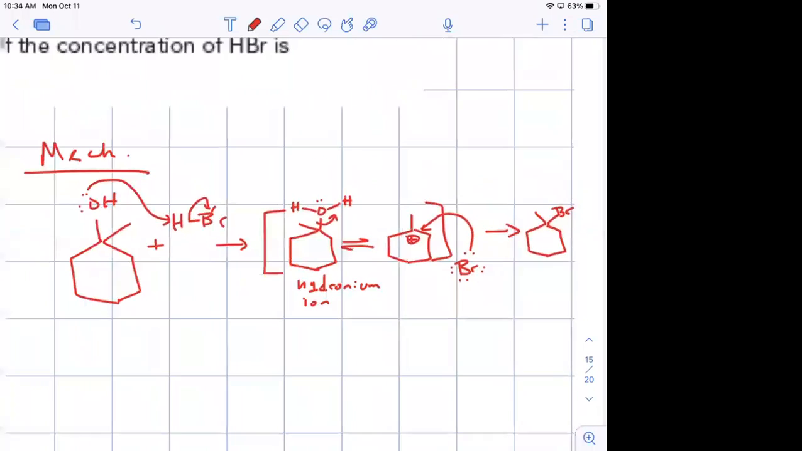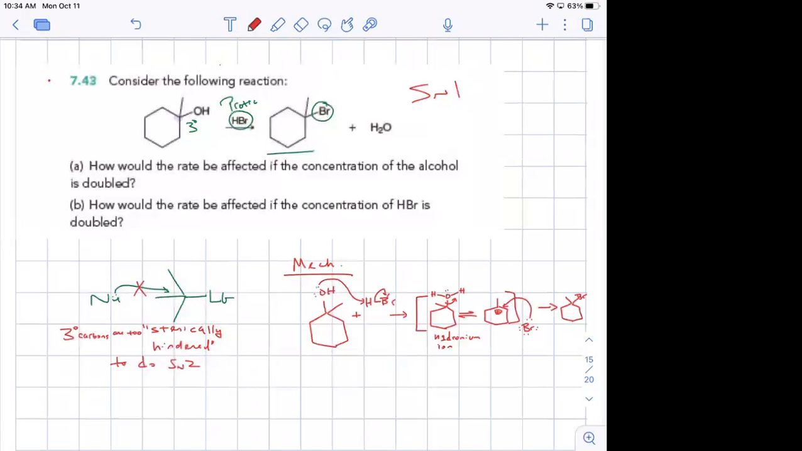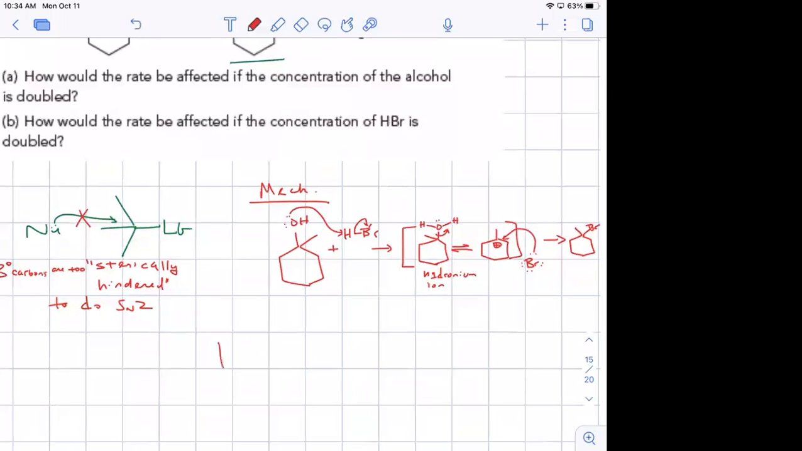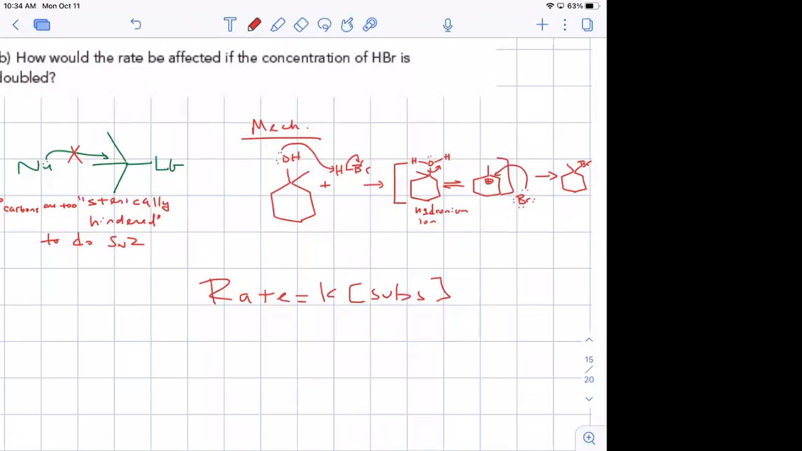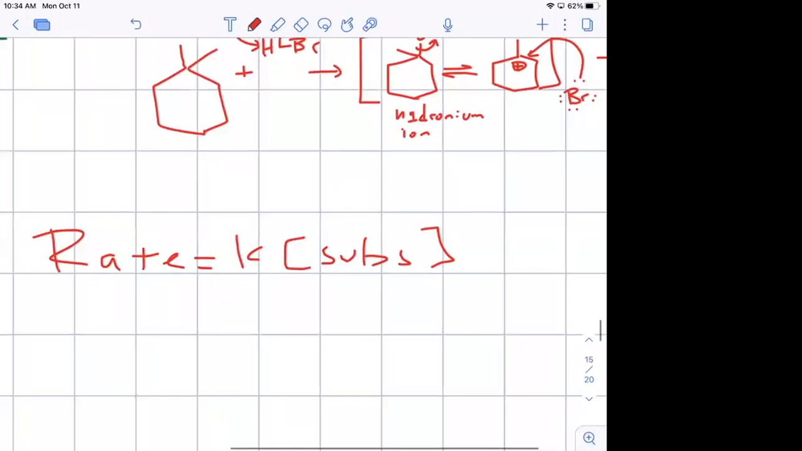So with this SN1, with the leaving group leaving first, and then the nucleophile attacking, right? What does that mean for the rate? Only the substrate is involved in the rate determining step, not the nucleophile, because the rate determining step is the loss of leaving group. Is that right? Yes. Mm-hmm.